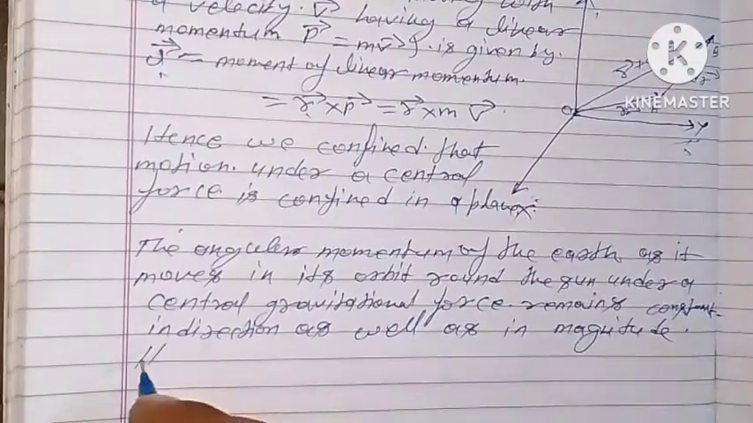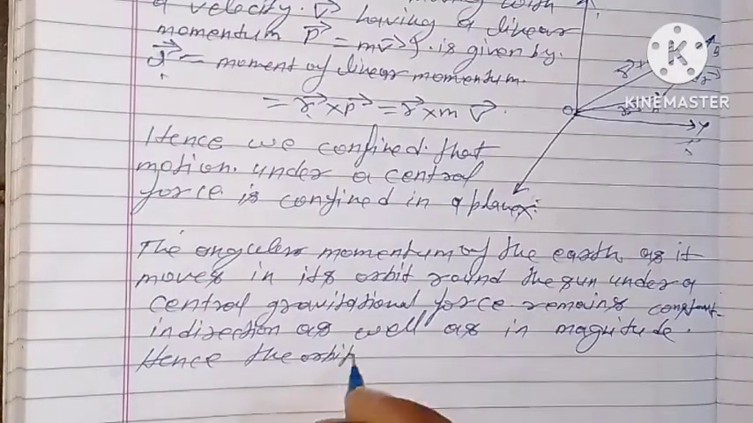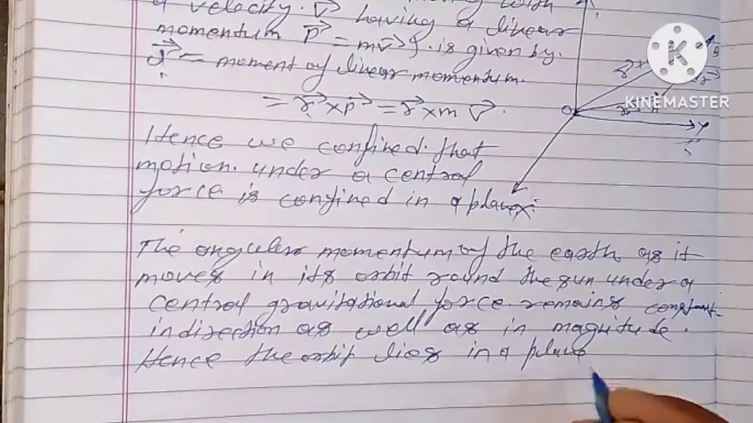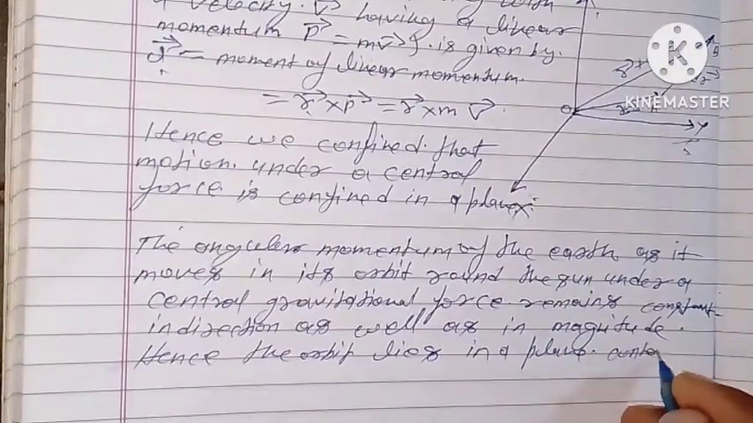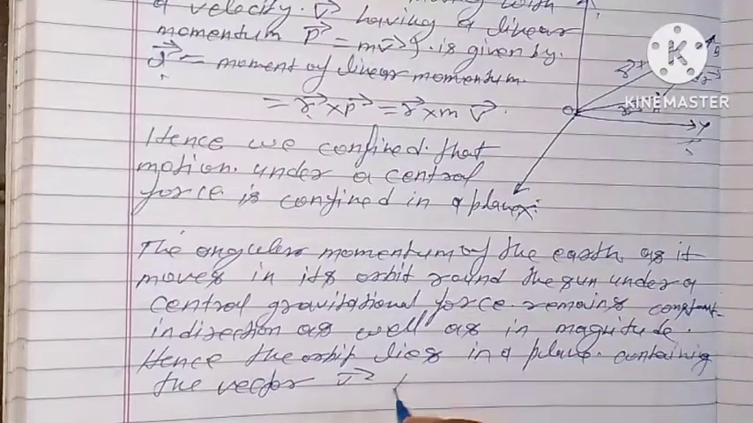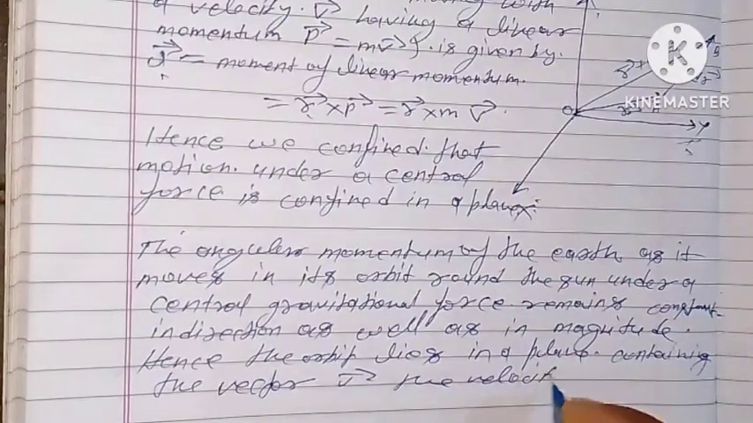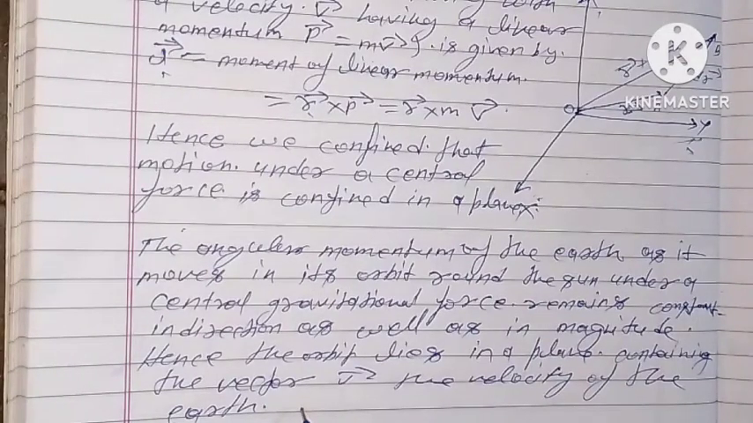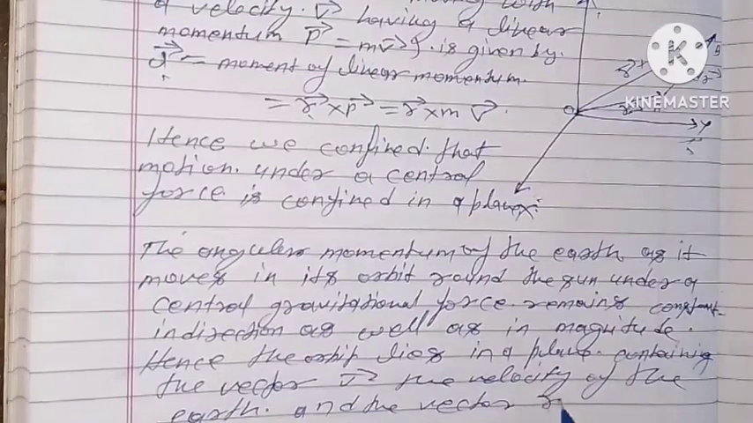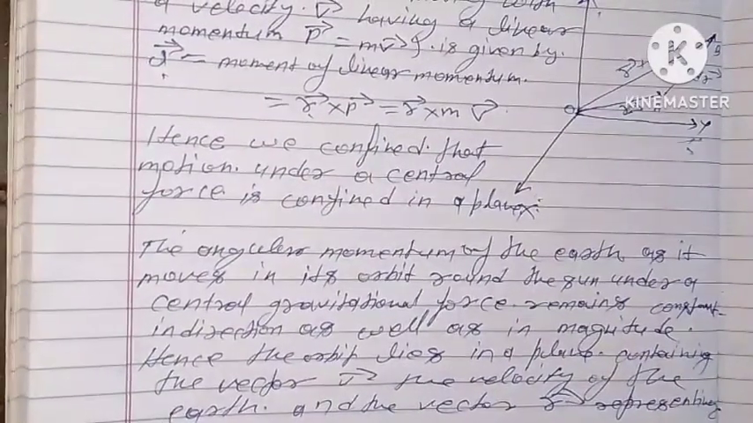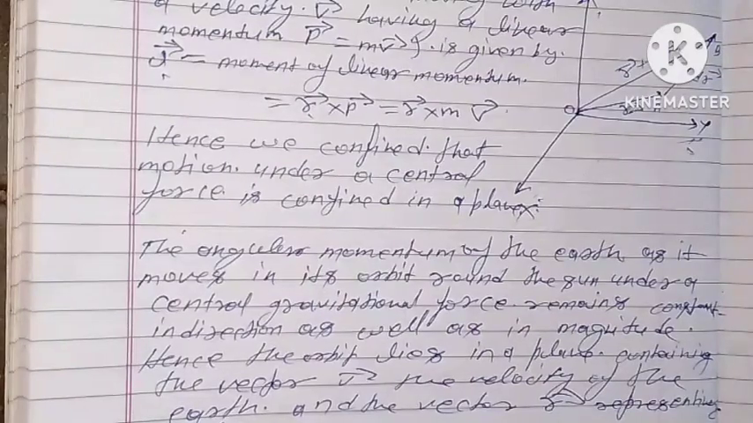Hence the orbit lies in a plane containing the vector v, the velocity of the Earth, and the vector r representing its vector distance from the Sun.